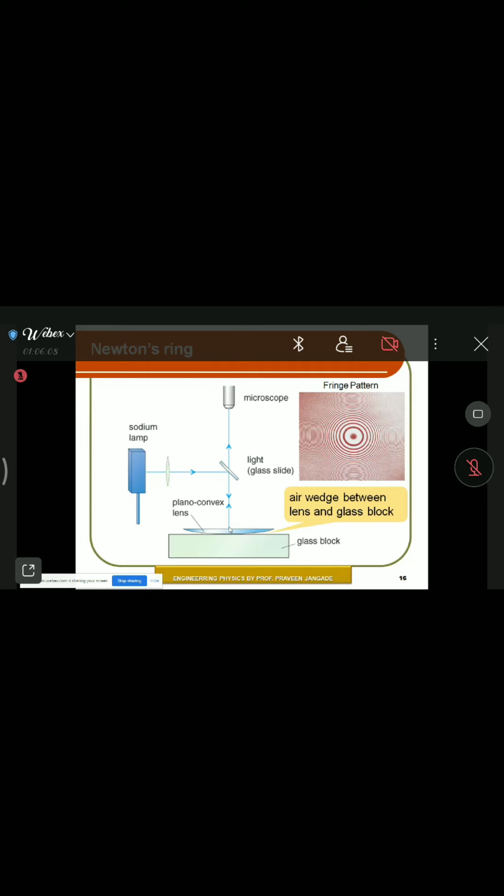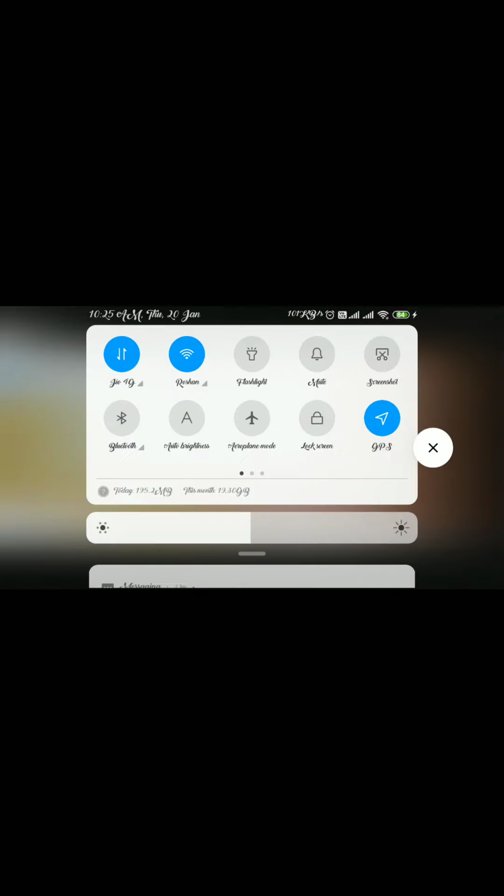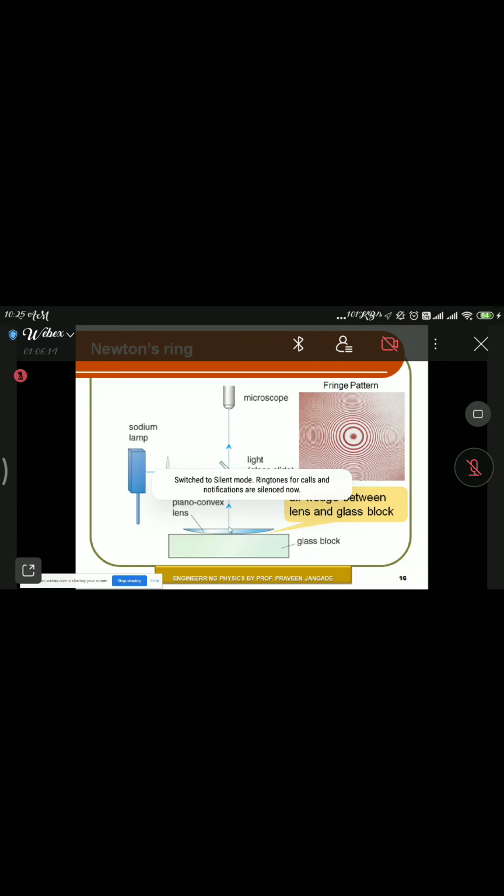So ultimately, while experimenting, you have to find out the diameters, and then you can go for the radius of the plano-convex lens. So this is what Newton's ring is. Now the derivation part we will do later on.